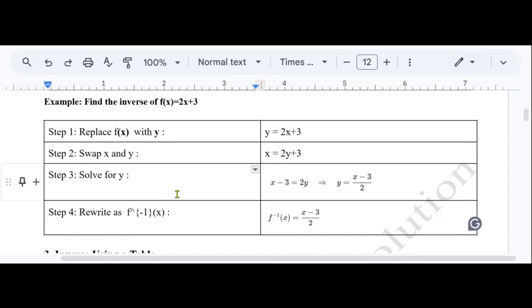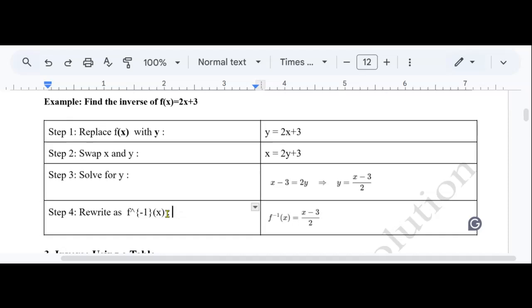Next one, solve for y. So I need to solve for y. It's going to be x minus 3 divided by 2. I move the 3 to the other side, so x minus 3 equals 2y, and then divide by 2. Your answer is y equals x minus 3 over 2.